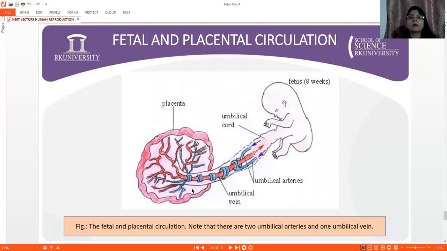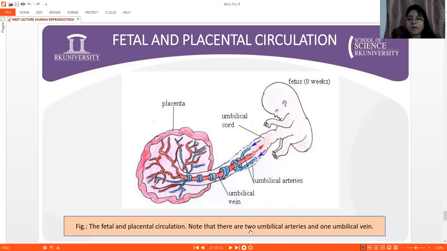Now, fetal and placental circulation plays a very important role. Here you can see the placenta, this is the umbilical vein, these are the umbilical arteries, and this is the umbilical cord. This is the figure of the fetus at 8 weeks. This figure gives the information of how the placenta is attached to the umbilical cord and to the fetus.